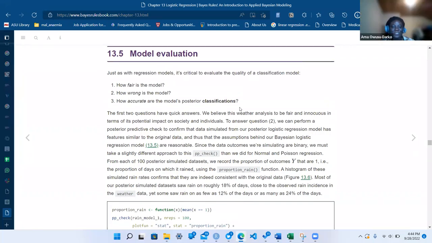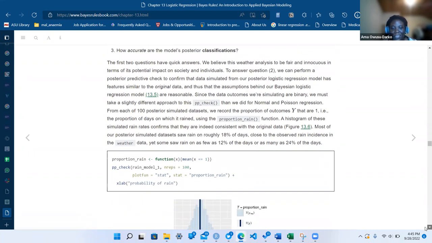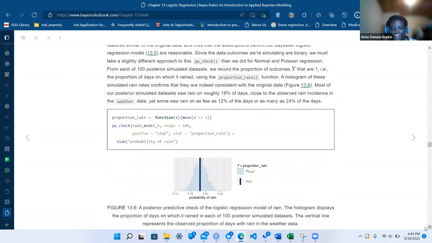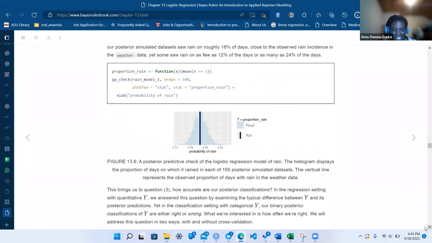Okay, so with what we've been saying, we've done the model, but we have to evaluate it, and I think that's what we've been discussing. Should we even start with Bernoulli? Is there something better? All these are how fair, how wrong, how accurate. And we do the PP check. What do you think of this PP check?